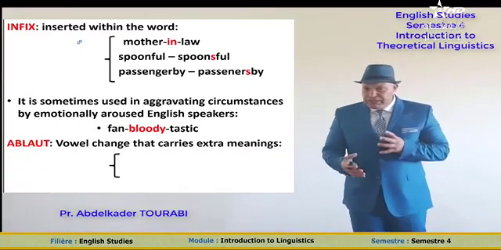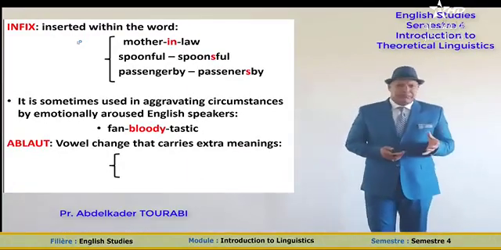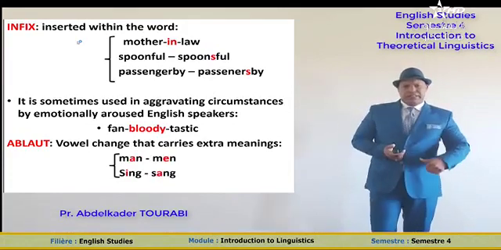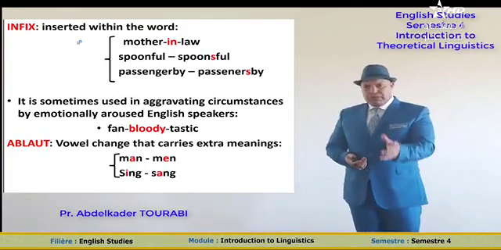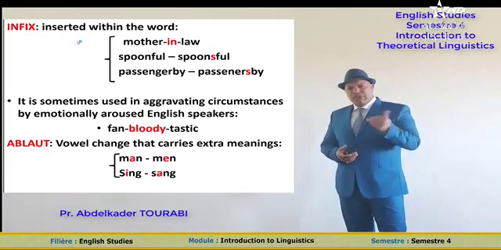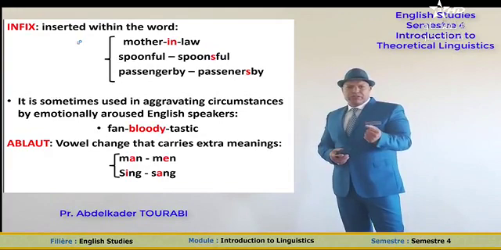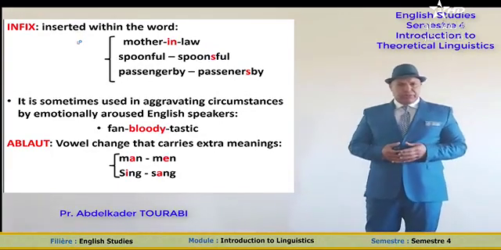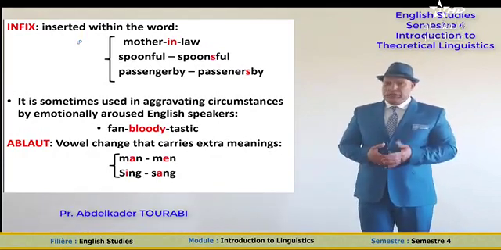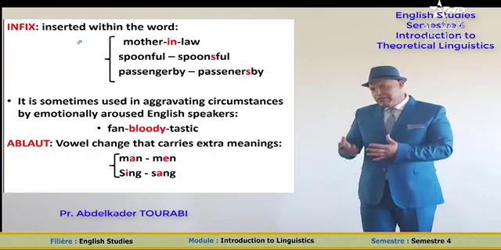Ablaut. Ablaut is a vowel alternation, or we call it a vowel change, that carries extra meaning. We take an example here: when we say man and men, sing and sang, we have a change of the vowel from one word to another. As I told you, this also is not very rich in the English language, but we take examples from English because we are dealing with language, with the Department of English Studies. That's why we give these examples.